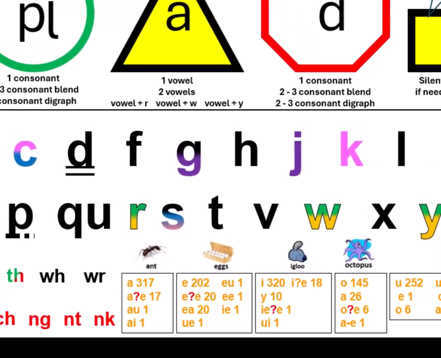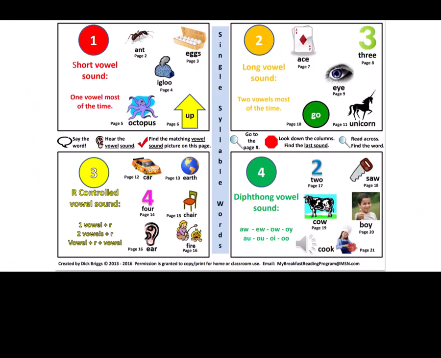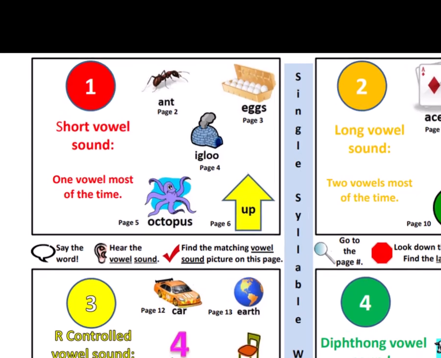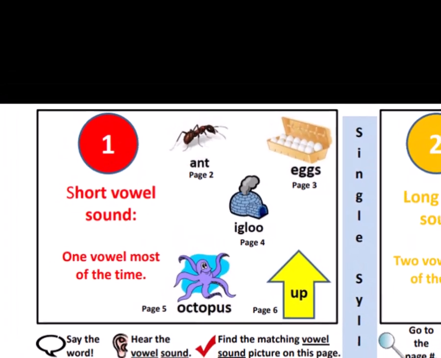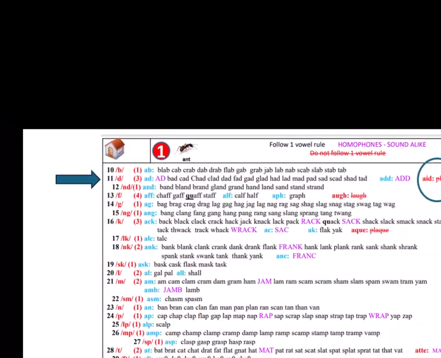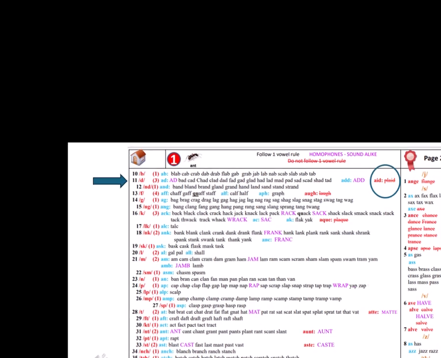How can a student easily verify the spelling? Use the 28-page tool to check the spelling. Find the short A sound. Find the last sound and then scan the rhyme families to find plaid.